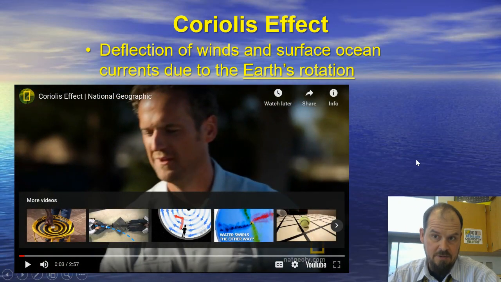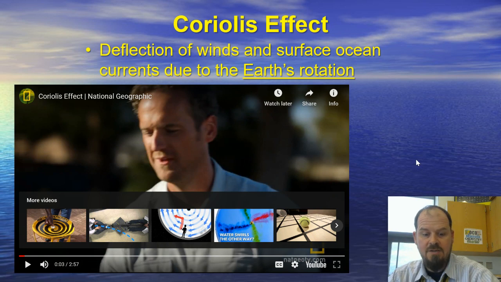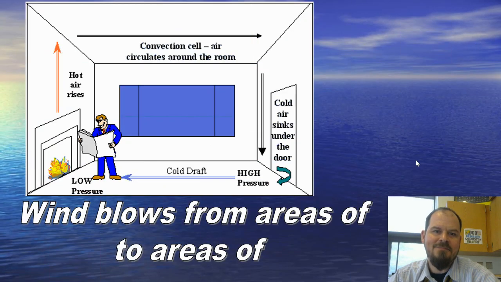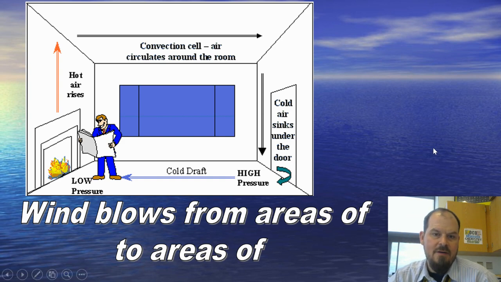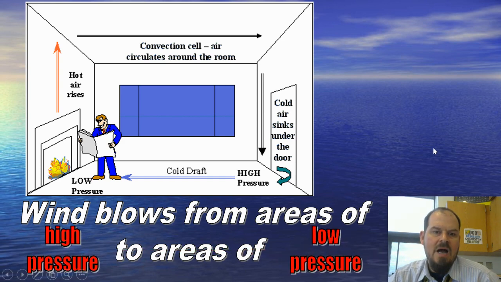So I hope that helps you understand Coriolis effect just a wee bit. There we go. Oh, this is important. This is convection cell. You need to know wind blows from areas of high pressure to areas of low pressure. You do need to know that too, and you need to write that in there.